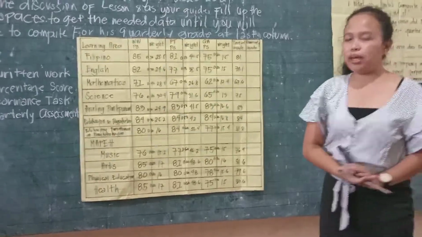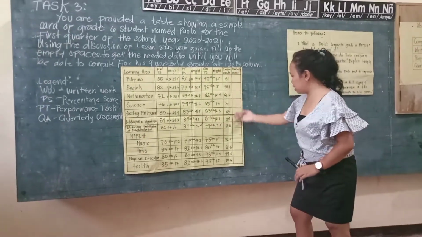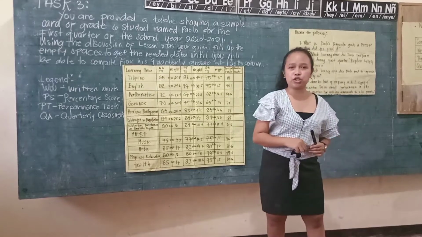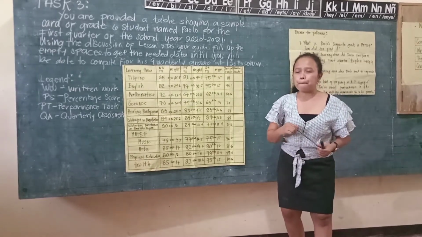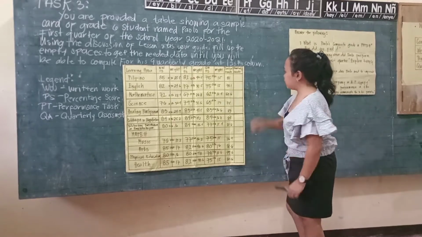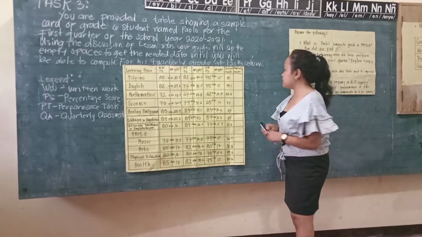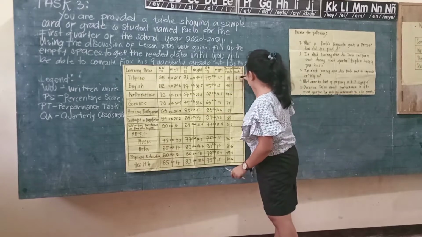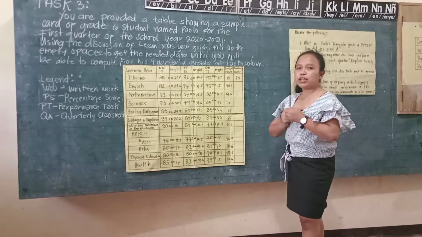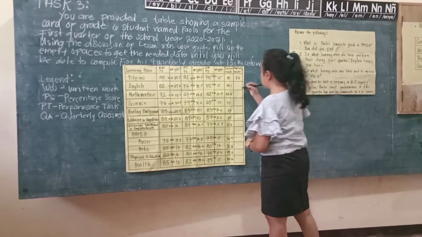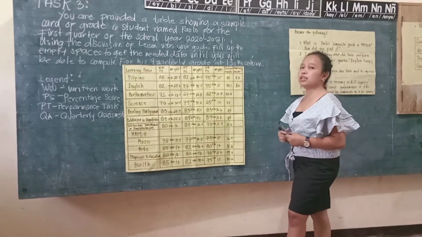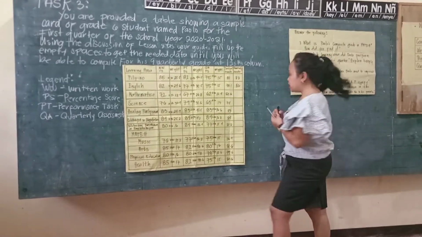Next, we are going to get the quarterly grade, and we are going to use the transmutation table that has been provided by the Department of Education. So the transmuted grade for 81 is 88. The transmuted grade for 78.1 is 86. For 67.6, the transmuted grade is 79.